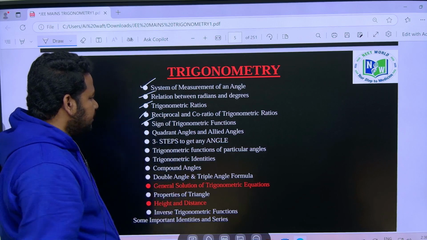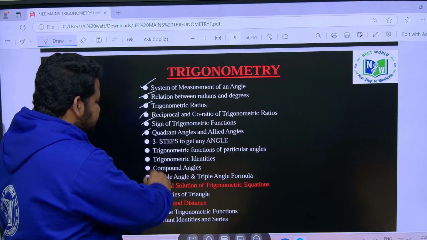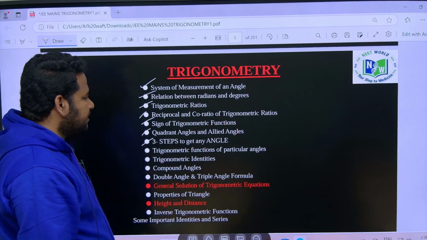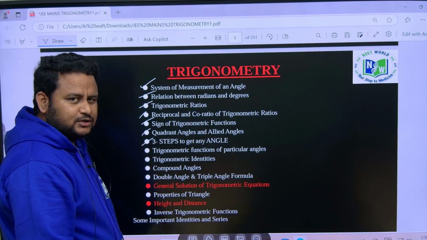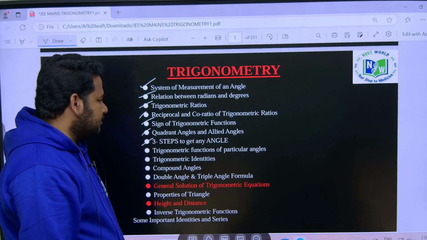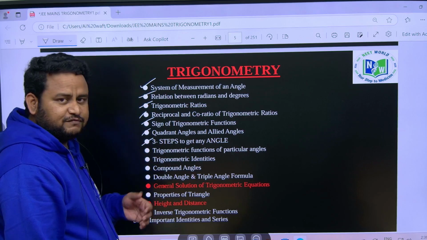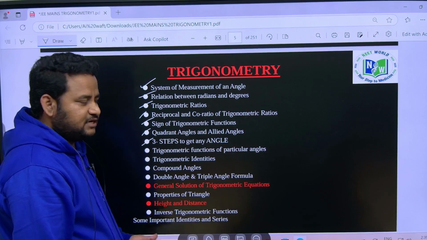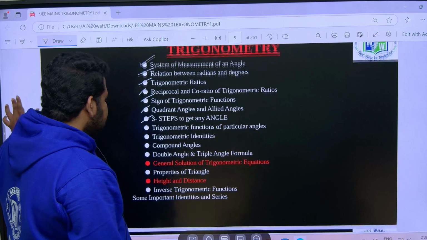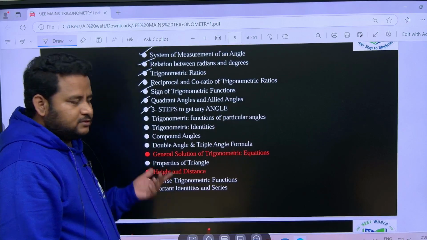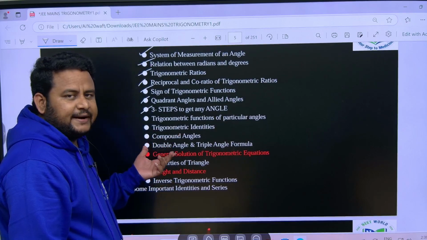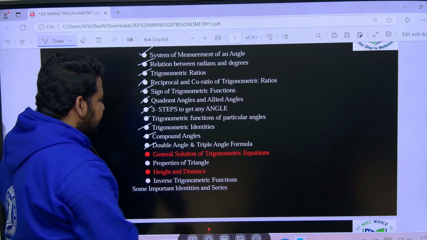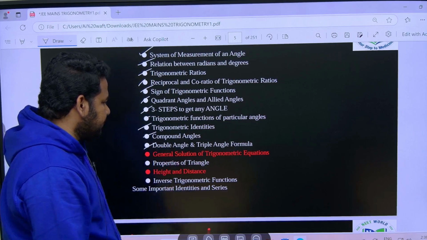Then the sign of trigonometric functions in different quadrants, quadrant angles and allied angles, and the 3 steps to get any angle. We will see how to get any angle. Trigonometric functions of particular angles like 0 degree, 30 degree, 45 degree, and also 15 degree, 18 degree, 72 degree, such kinds of things. Then trigonometric identities, which you must have studied in your matriculation also. Then compound angles, double angle and triple angle, and the general solution of trigonometric equations.